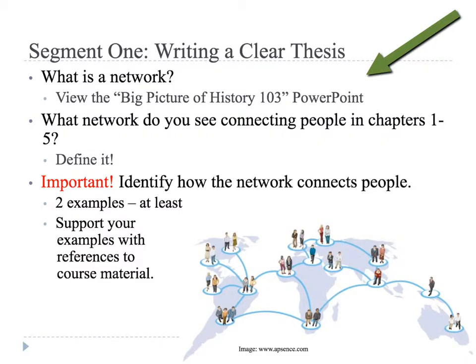For segment 1, your aim is to develop a clearly articulated thesis, or main point. In order to do that, you should decide what a network is. We will have assignments and activities designed to help work that out. Then you need to decide which network you are going to analyze for the duration of the course. Very importantly, tell me how that network is connecting people. Tell me how it functions and not just what it is.